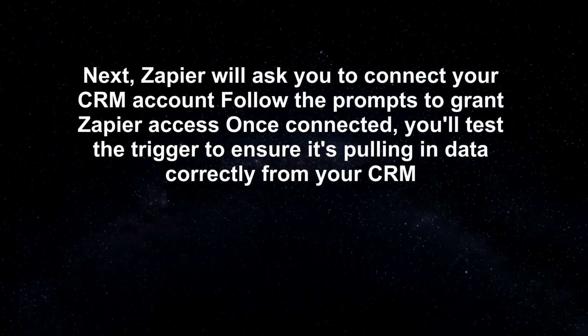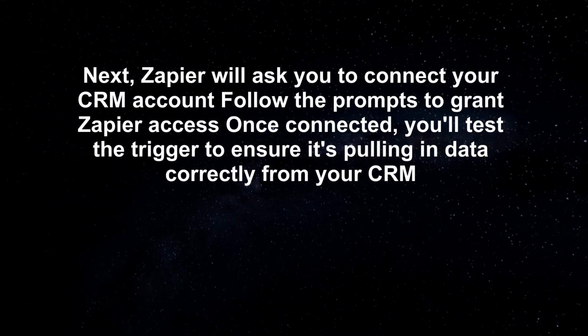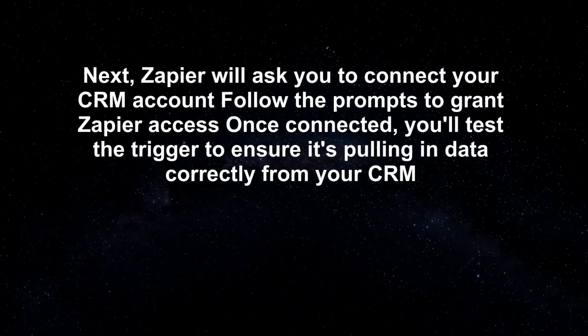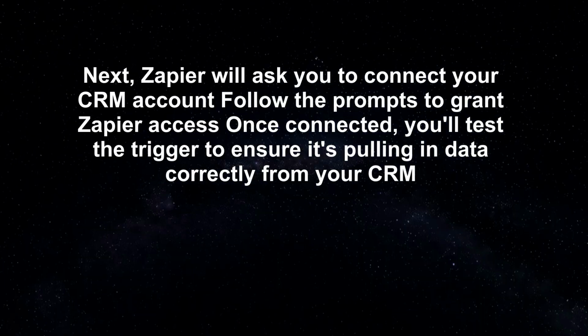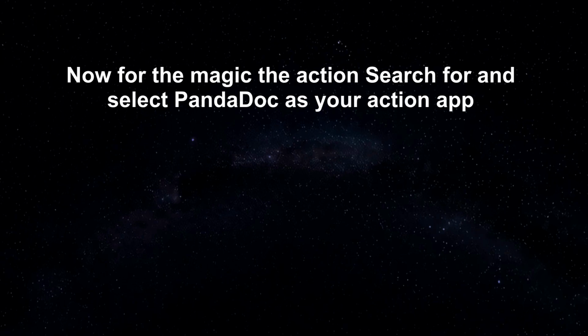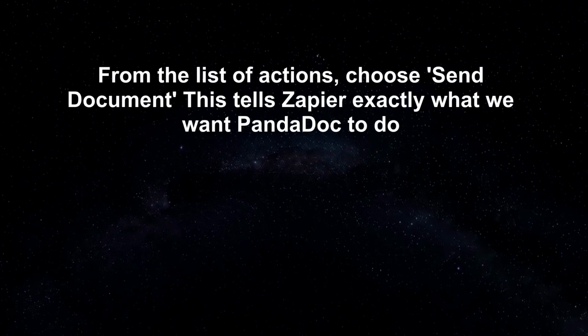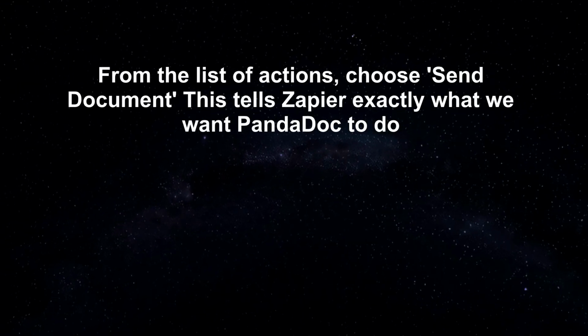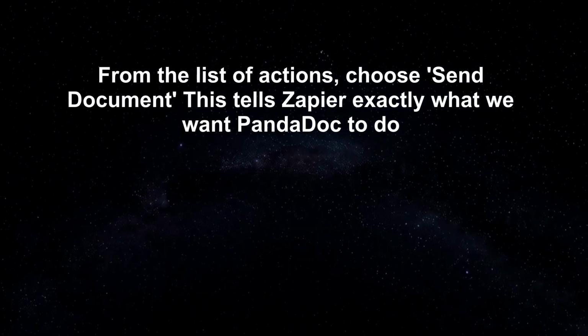Next, Zapier will ask you to connect your CRM account. Follow the prompts to grant Zapier access. Once connected, you'll test the trigger to ensure it's pulling in data correctly from your CRM. Now for the magic, the action. Search for and select PandaDoc as your action app. From the list of actions, choose Send Document. This tells Zapier exactly what we want PandaDoc to do.